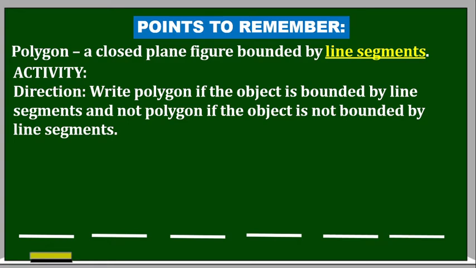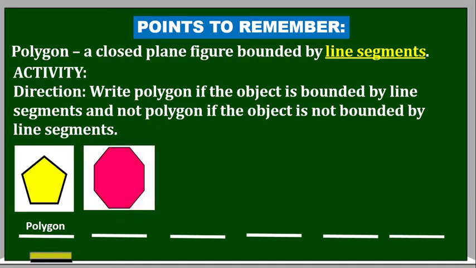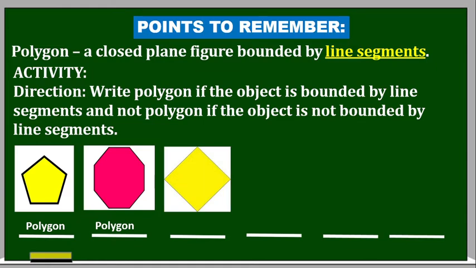So are you ready? We have our first object. Is the object bounded by line segments? Yes or no? Yes. Therefore, object number 1 is a polygon. How about object number 2? Correct. It is also an example of polygon. Next, object number 3. Is it a polygon or not a polygon? Very good. It is a polygon.